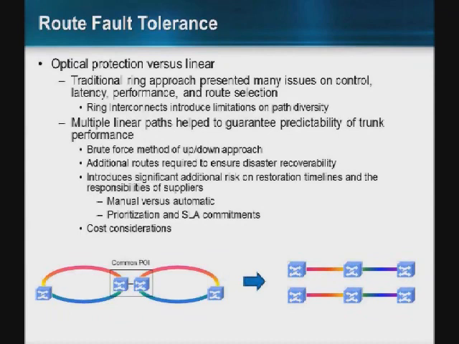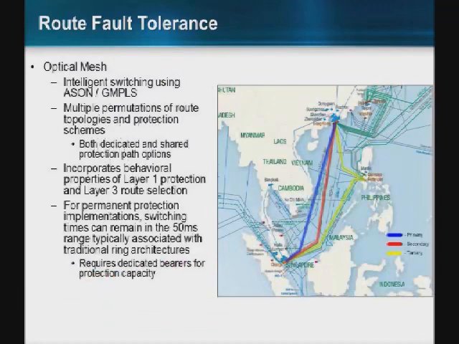And then now you're in a scenario where you're choosing between manual versus automatic restoration, as well as prioritization on being restored with the supplier. So one of the options is that a lot of suppliers are looking at building optical meshes. It's been done in the US. It's now taking a strong foothold in Asia.